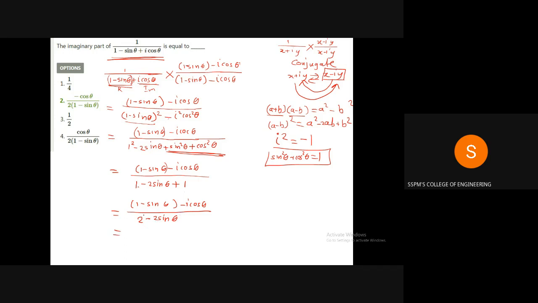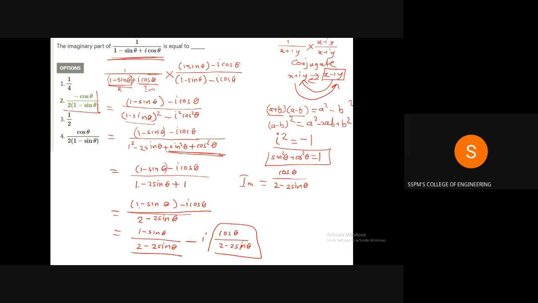Now we have a real number in the denominator, and in the numerator we have a real part and an imaginary part, a whole complex number. So now we will split them like this: 1 minus sin theta divided by 2 minus 2 sin theta, minus i into cos theta divided by 2 minus 2 sin theta. So this is the real part, this part is our imaginary part. So what is the imaginary part? Imaginary part is equal to cos of theta divided by 2 minus 2 sin theta. So that is the correct option.